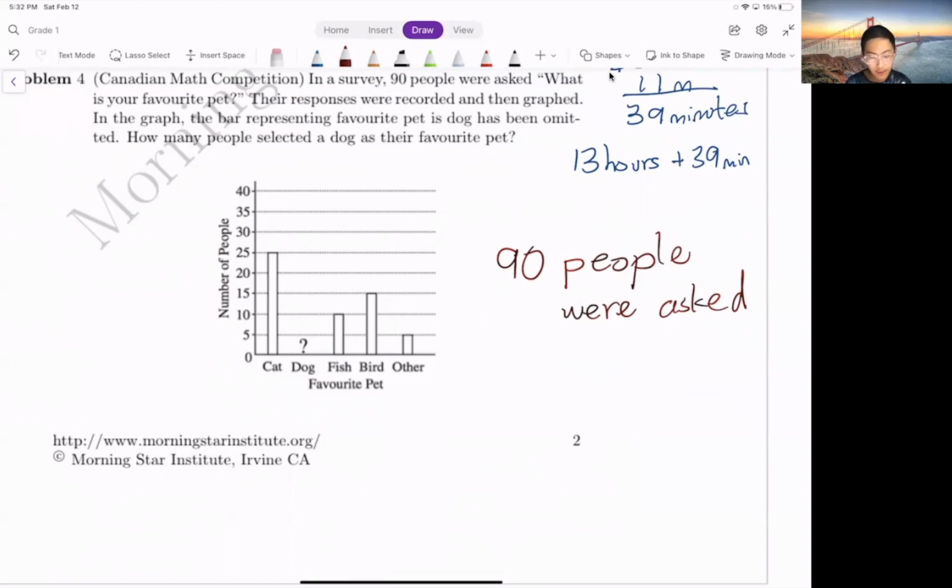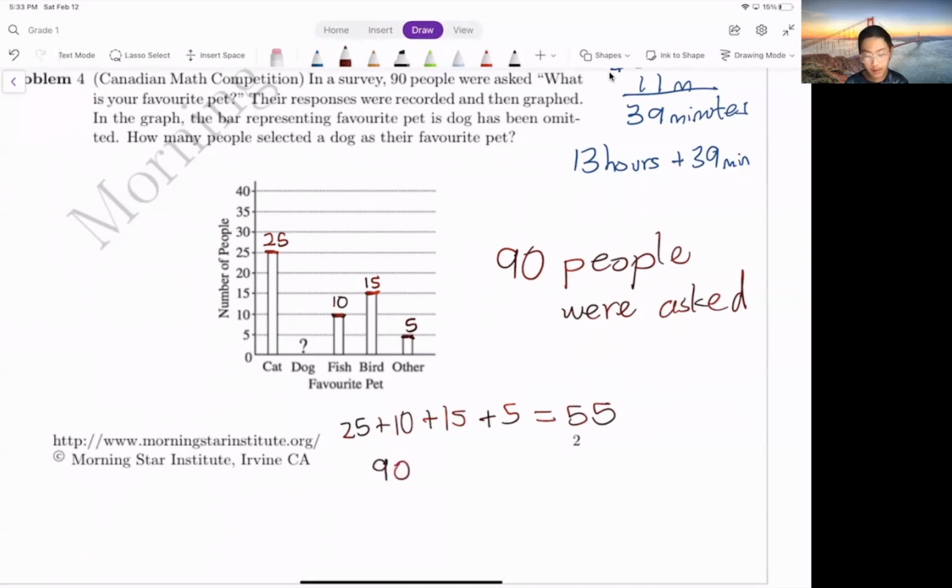Let's look at cat first. We see that the number of people that answered cat is 25, so we write 25 here. The fish, as we see, is 10, the bird, 15, and other is 5. So let's add these together. 25 plus 10 plus 15 plus 5, and this just gives us 55. But there were 90 people who were asked, so the remainder should of course just be dog.